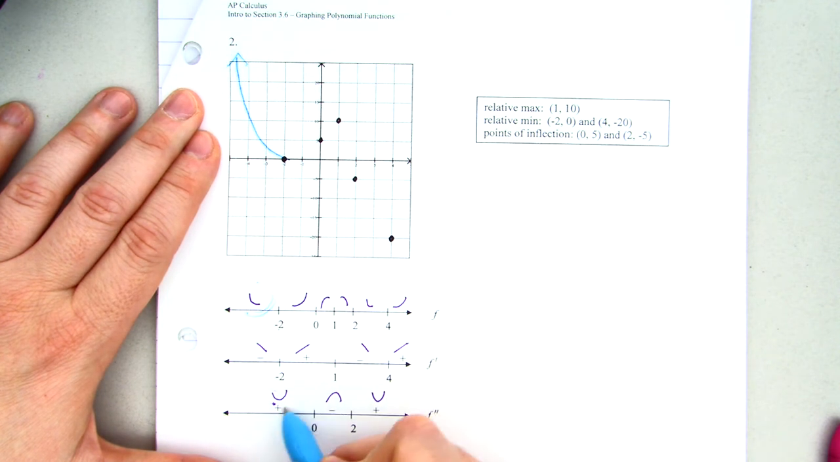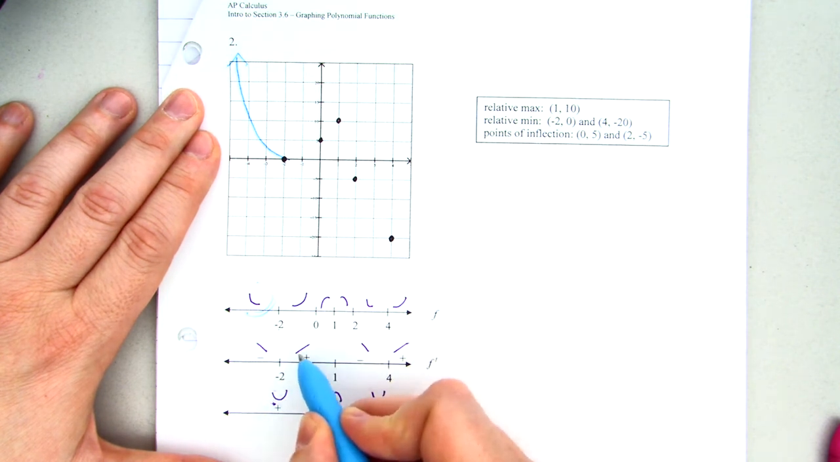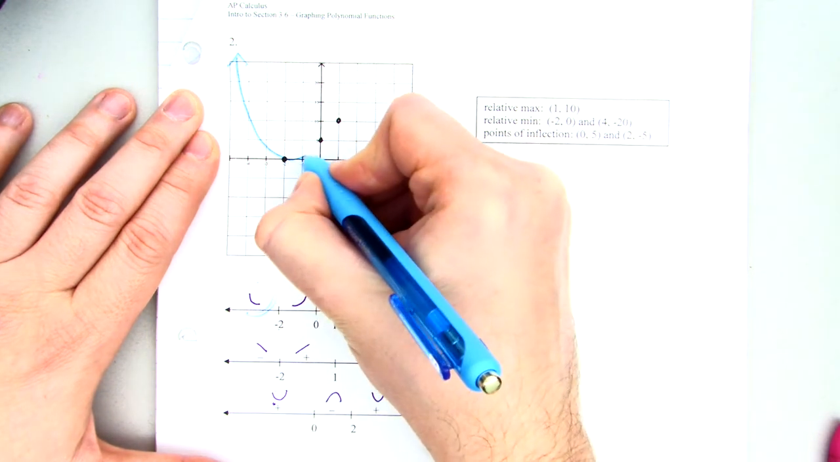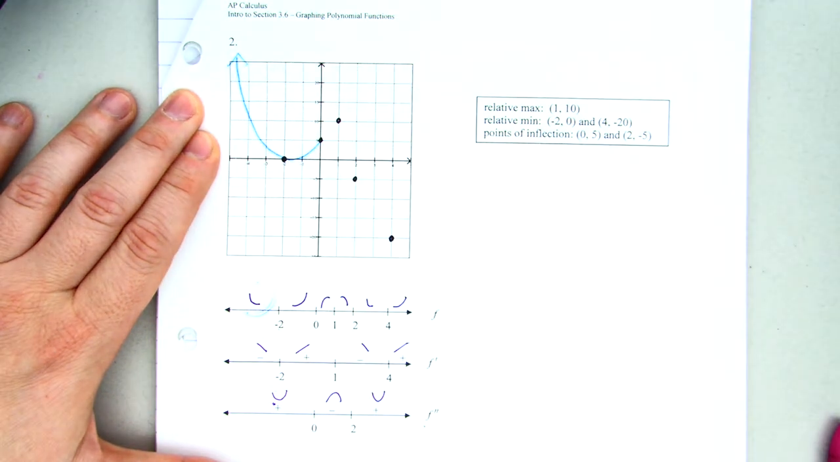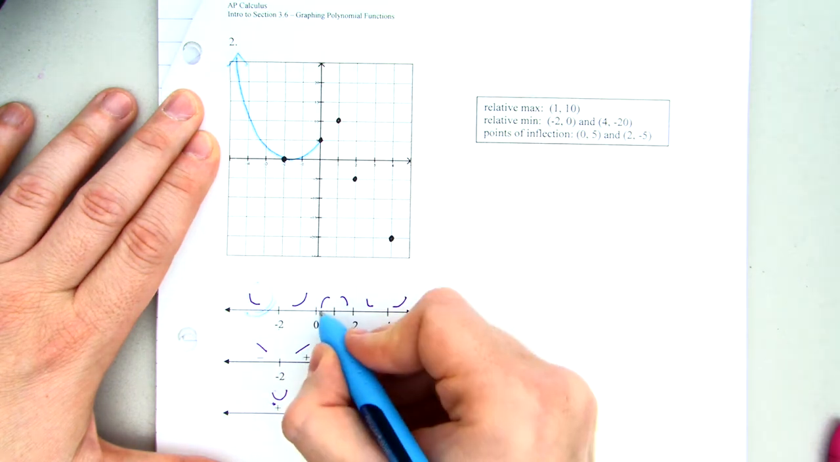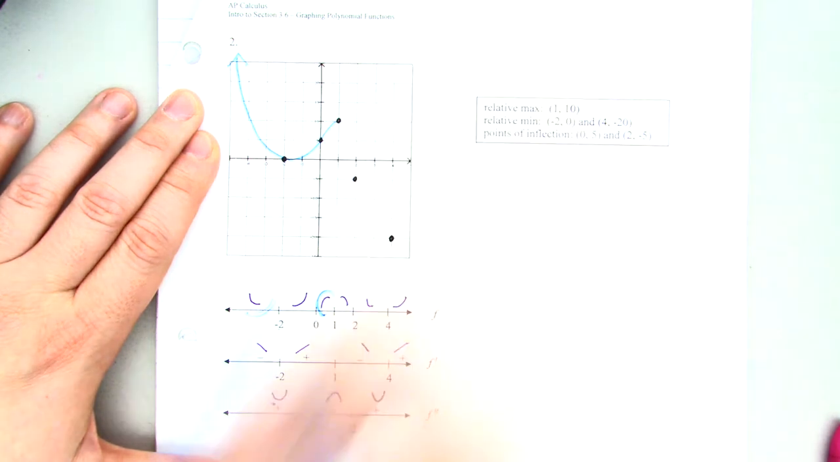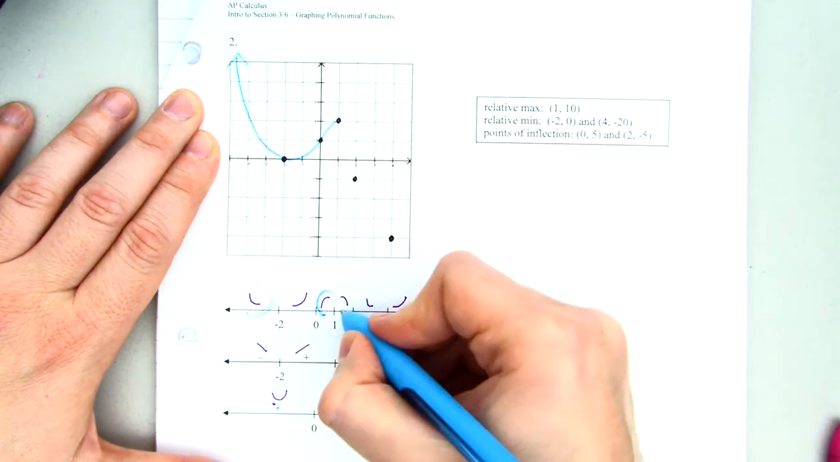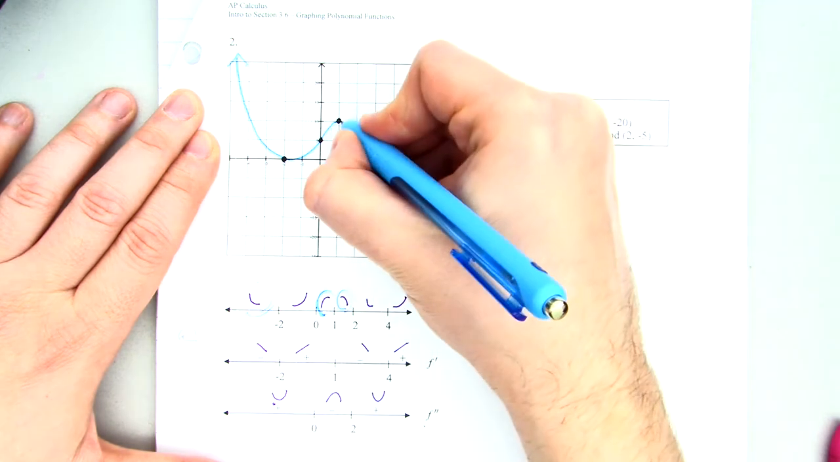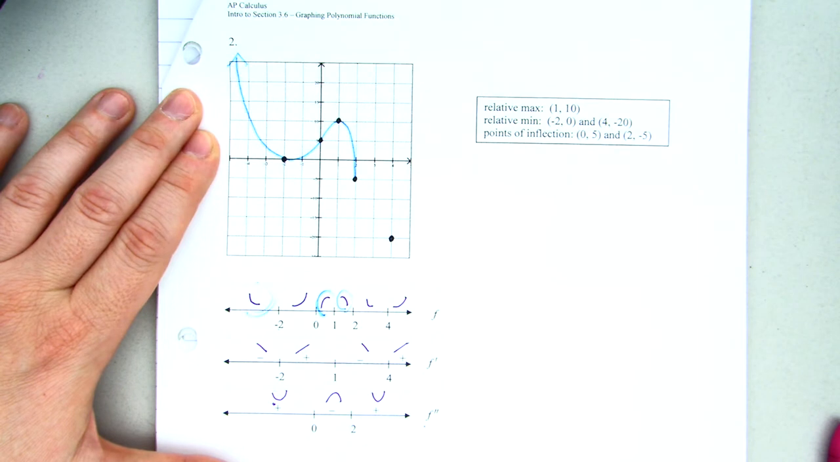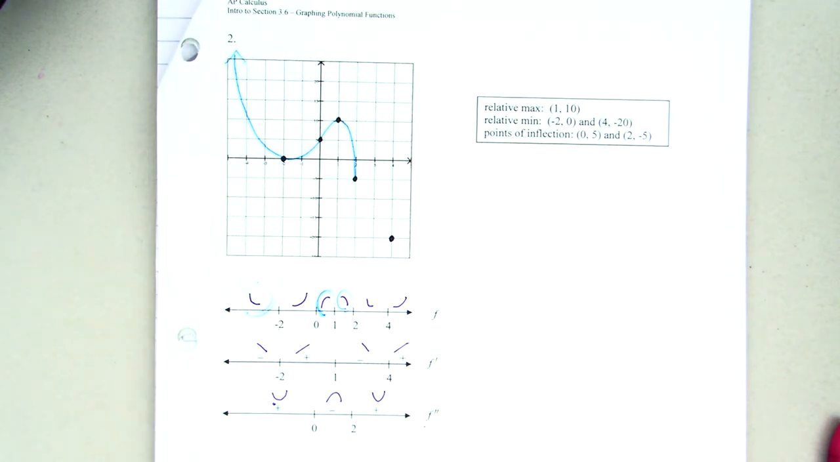I then need to switch to concave up increasing until I get to x equals 0. So until here, concave up increasing. Then I'm switching to concave down, increasing this shape until I get to 1, 10. Concave down decreasing between 1 and 2, so kind of like this. See if you can fill in those last two parts.